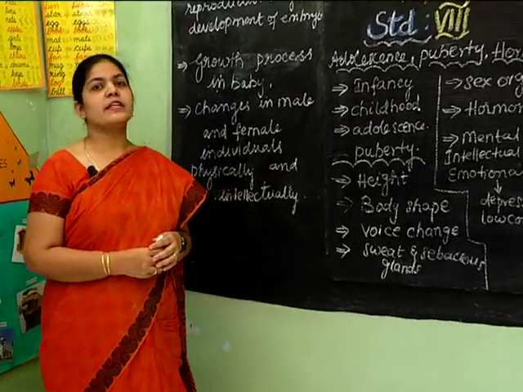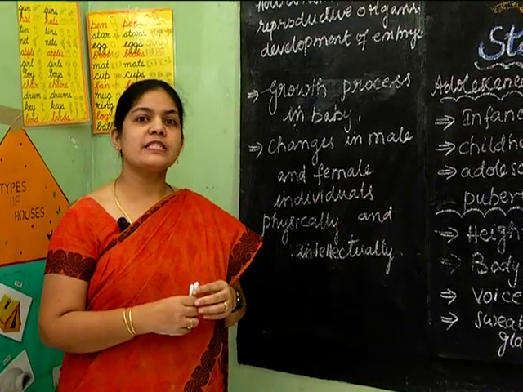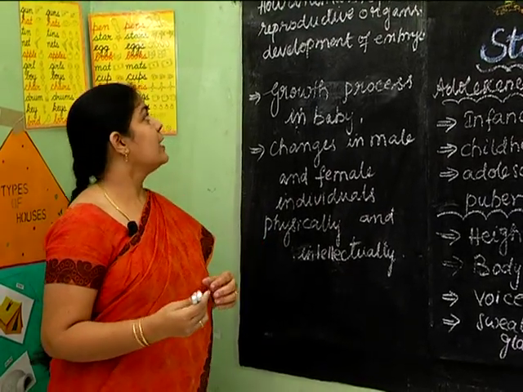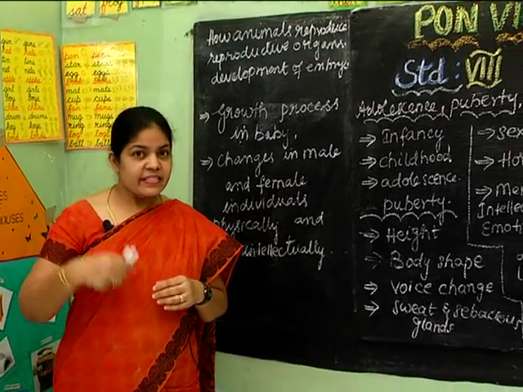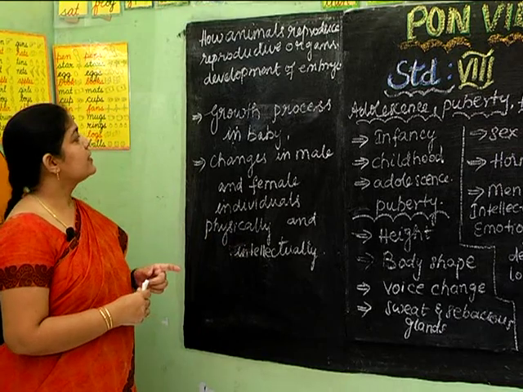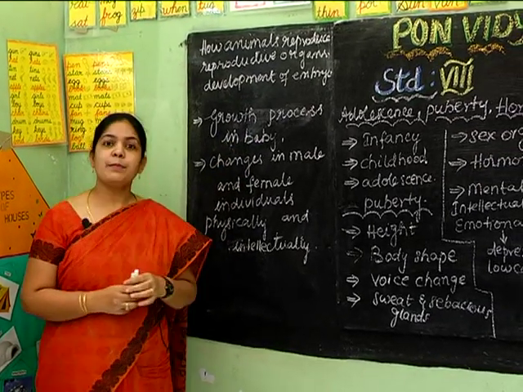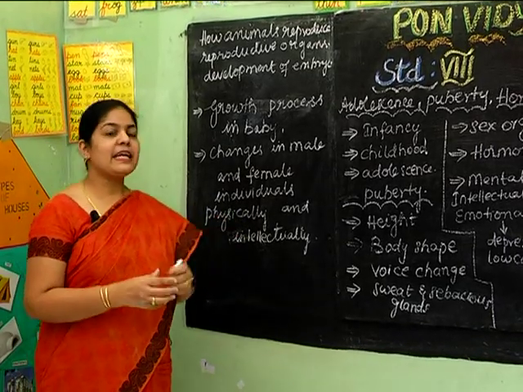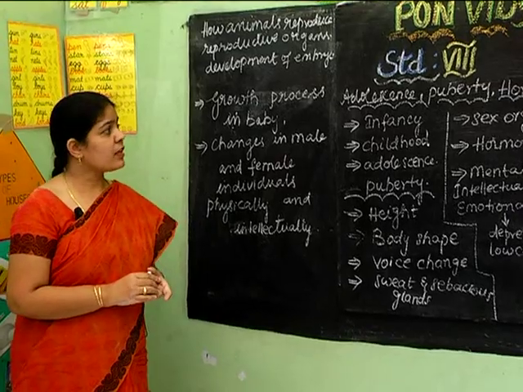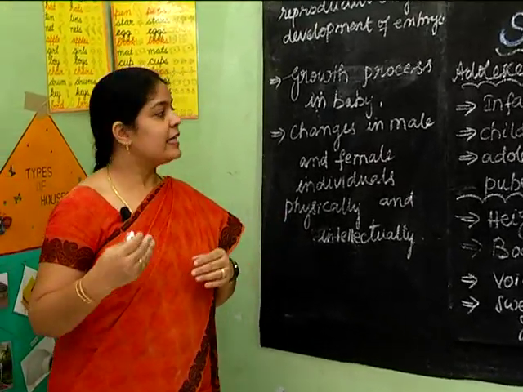In the previous chapter, we discussed how animals reproduce, the reproductive organs in male and female organisms, and the development of the embryo into a baby. But in this chapter, we are going to discuss the growth process in the baby and the changes that occur in male and female individuals physically and intellectually. So to start, we are going to learn about three stages till adolescence.